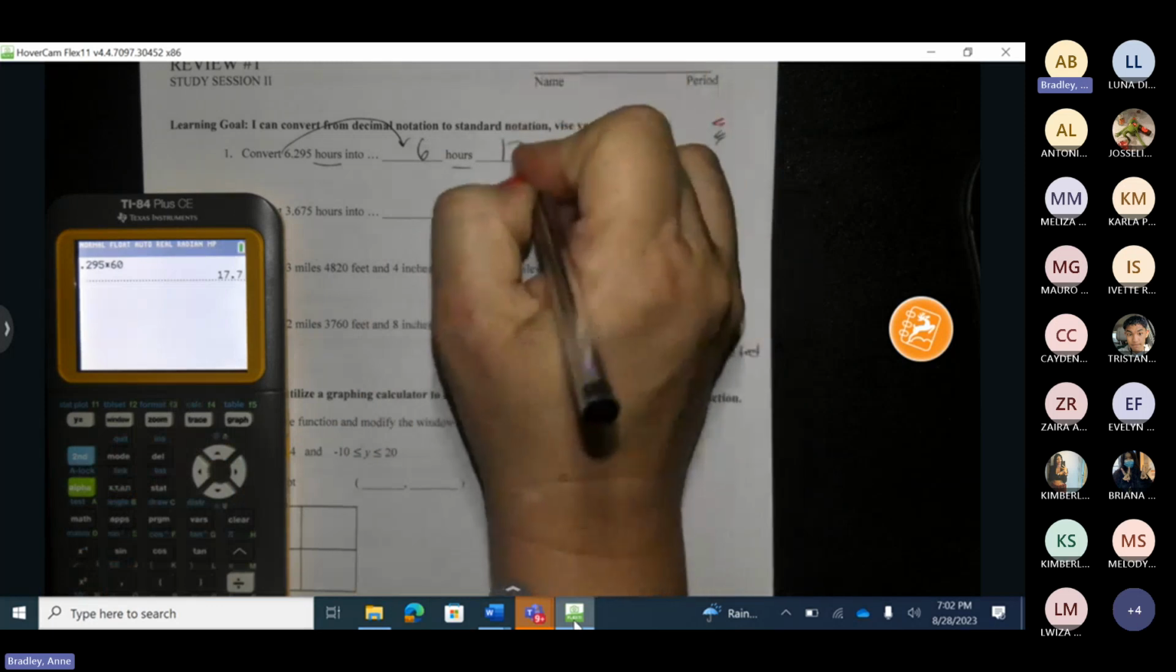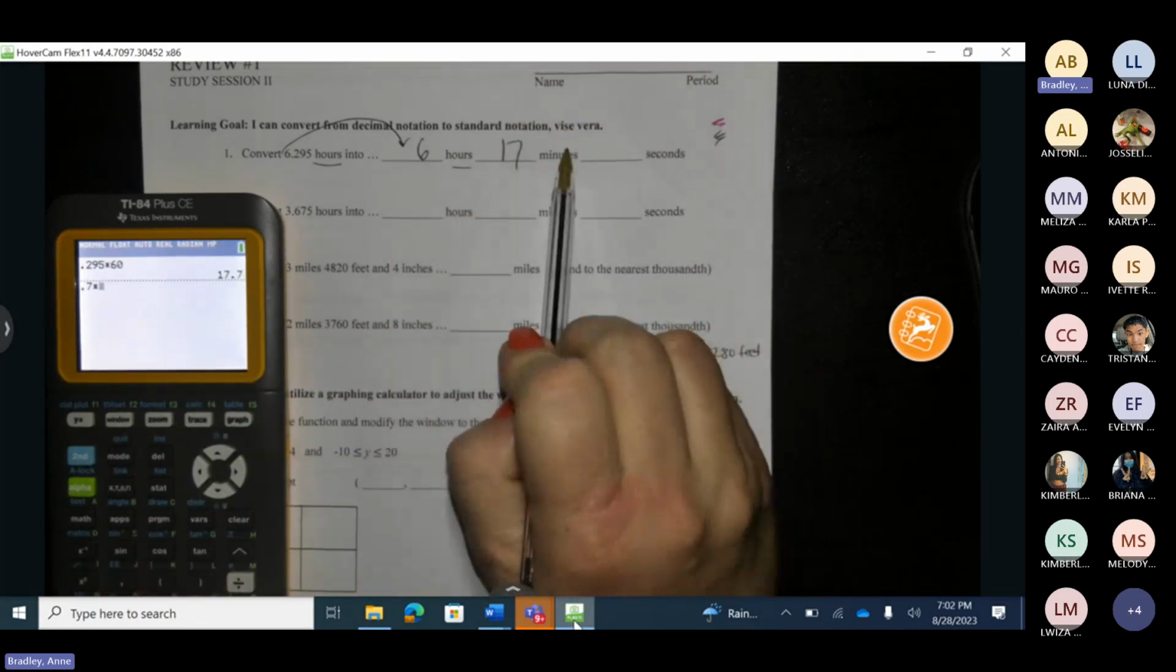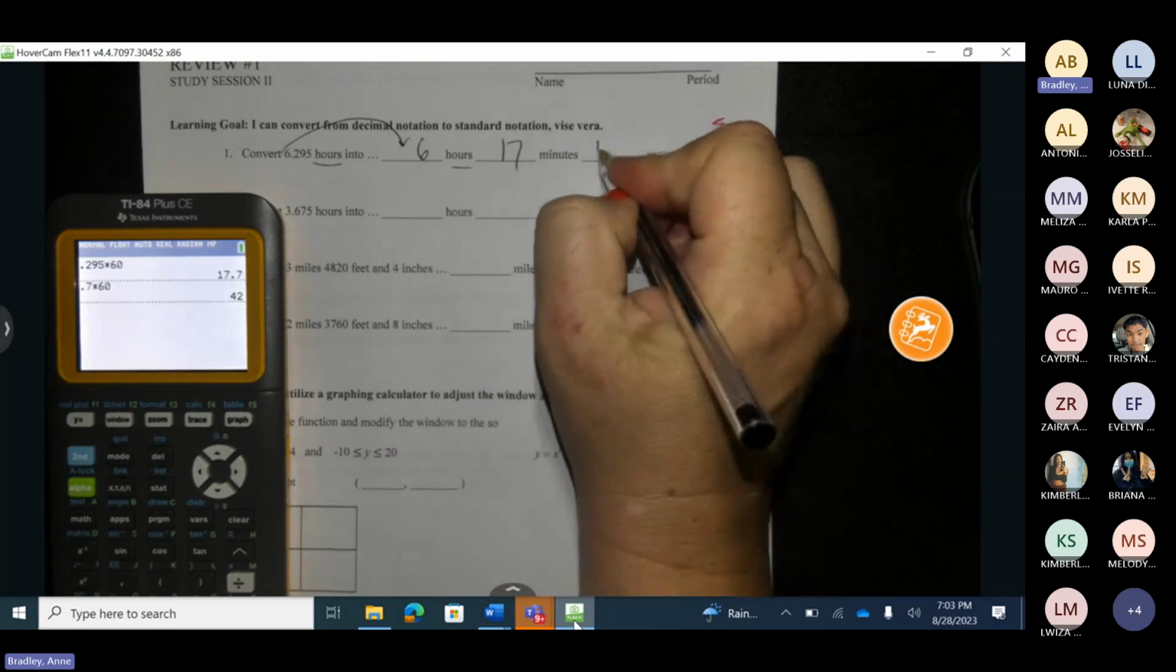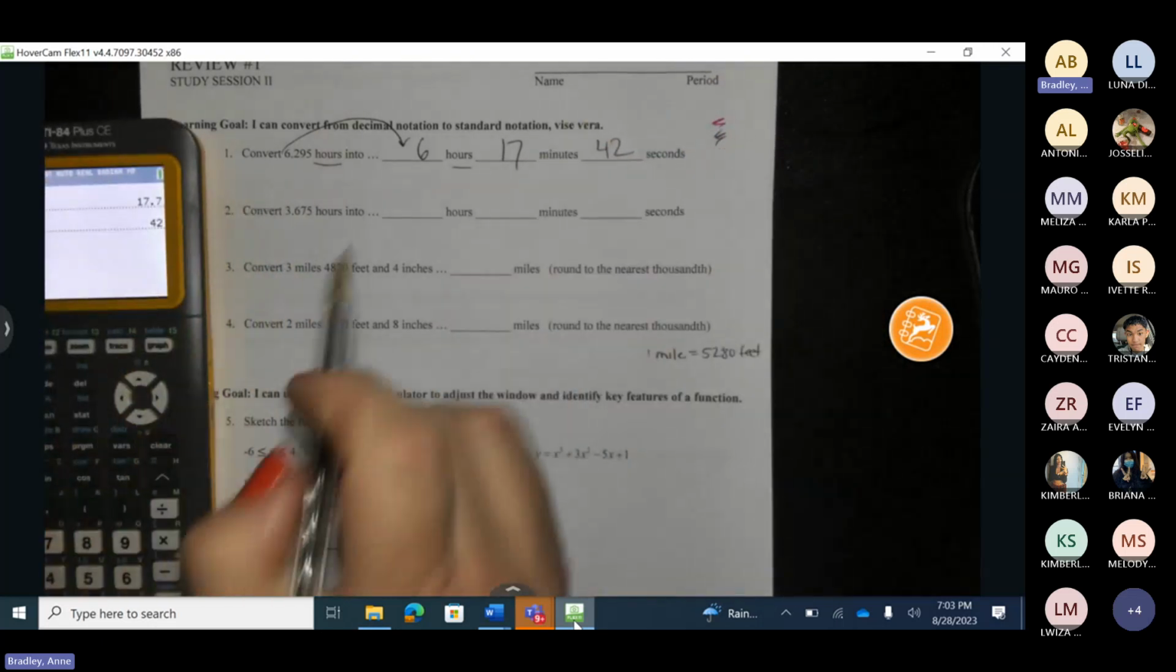The whole number 17 goes in this place, taking the decimal and asking how many seconds are in a minute, times 60 for 42. Doing one more like this.